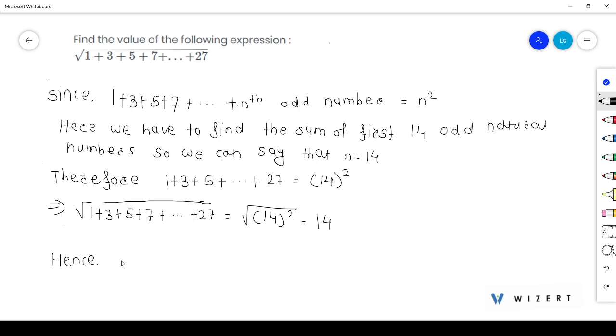Hence, the value of the square root of 1 plus 3 plus 5 plus 7 plus and so on plus 27 is 14.